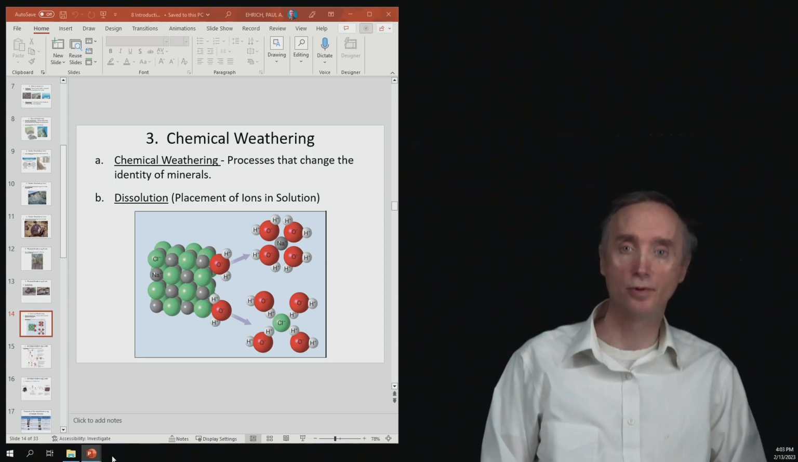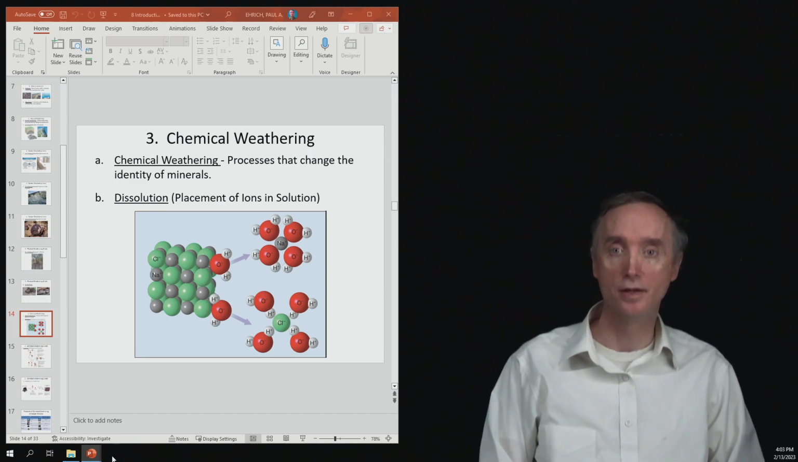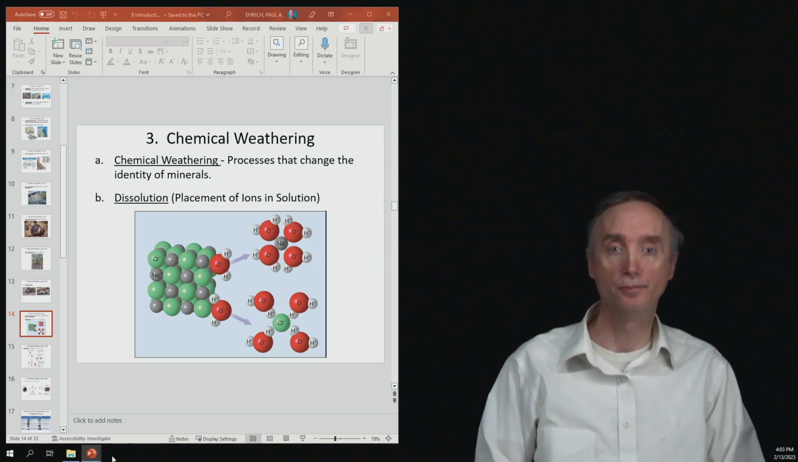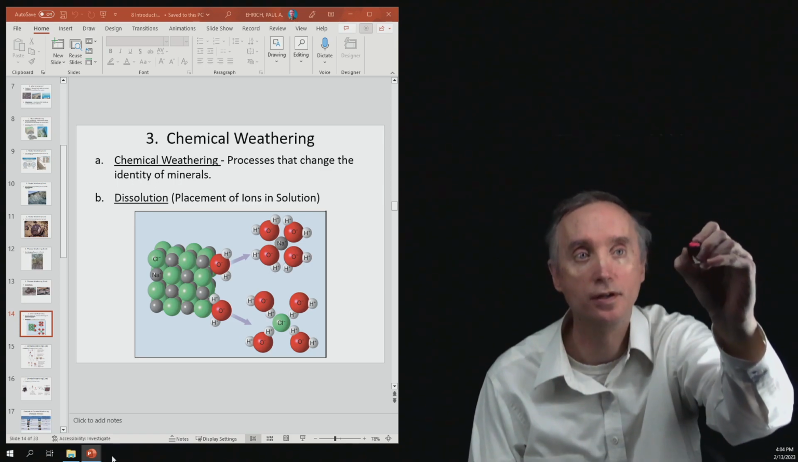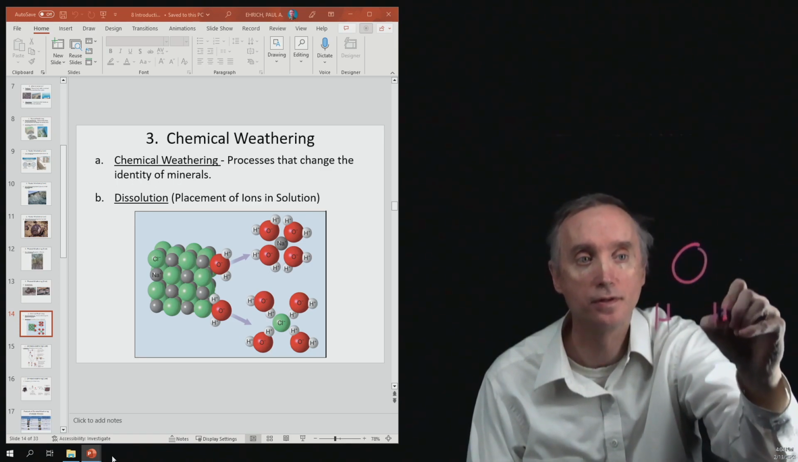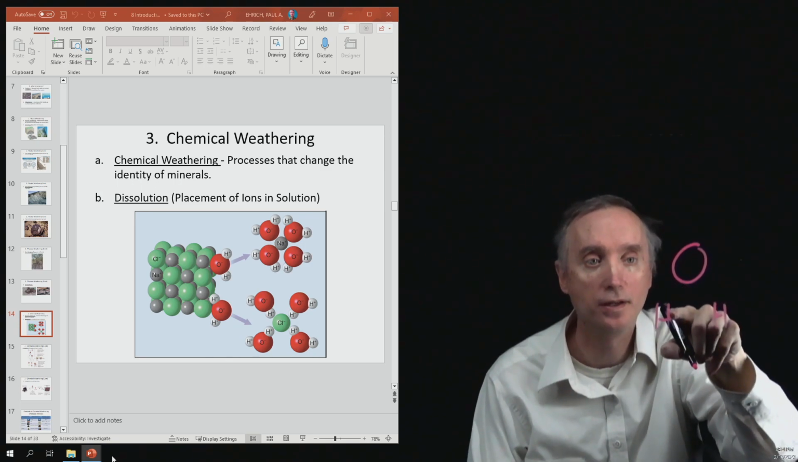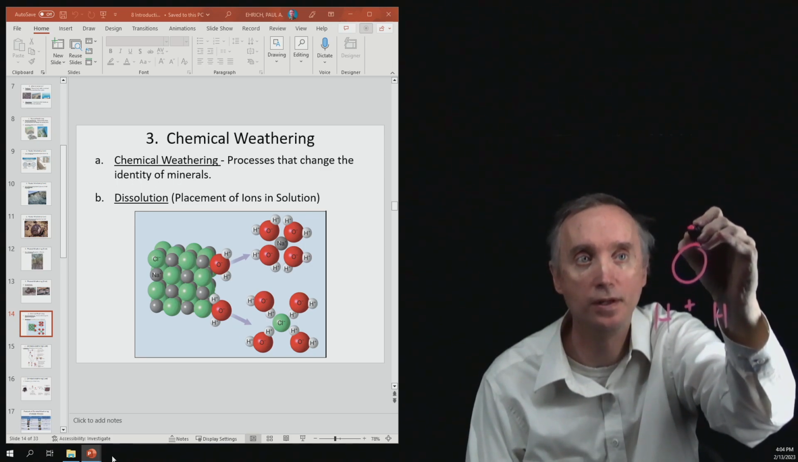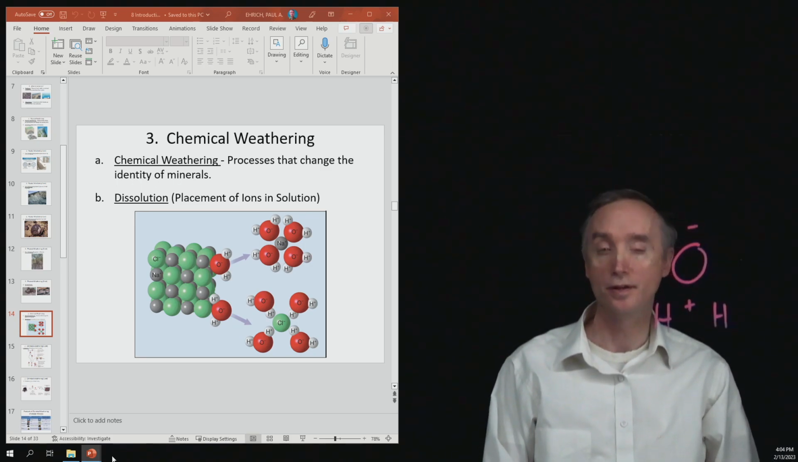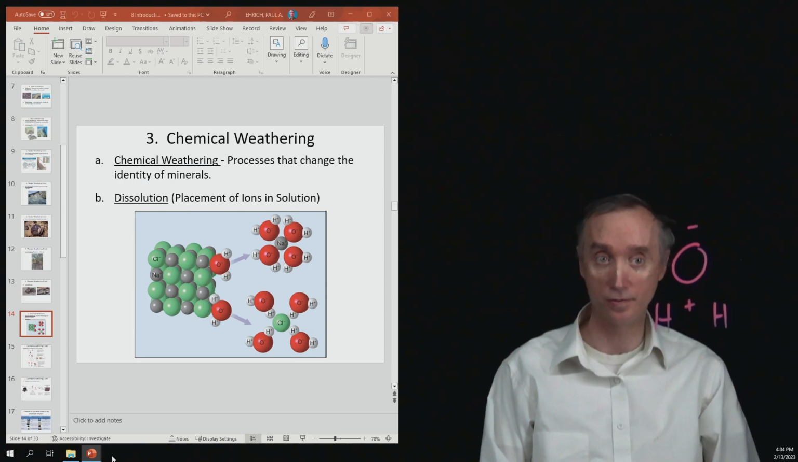So our first example of chemical weathering is called dissolution. What's going to happen here is that water, which is polar, as we've already talked about, has a part that is negative and a part that is positive. So again, here's our oxygen, here's the hydrogens. This side of the molecule is going to be positive, and this side is going to be negative. Water is still neutral, but it's polarized. One side of the water is negative, the other side is positive.